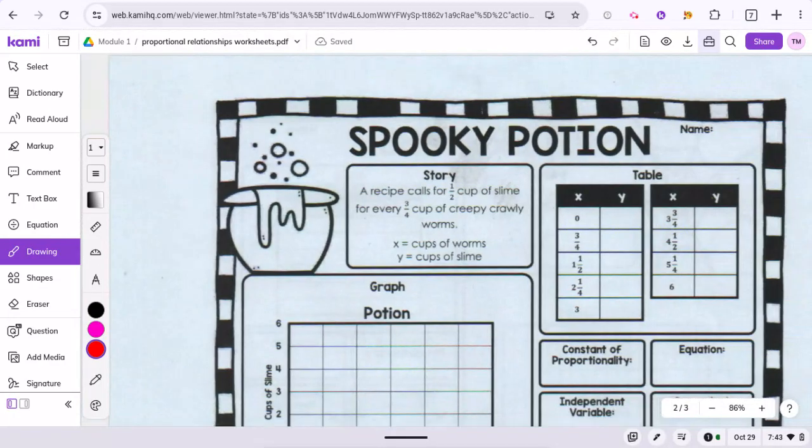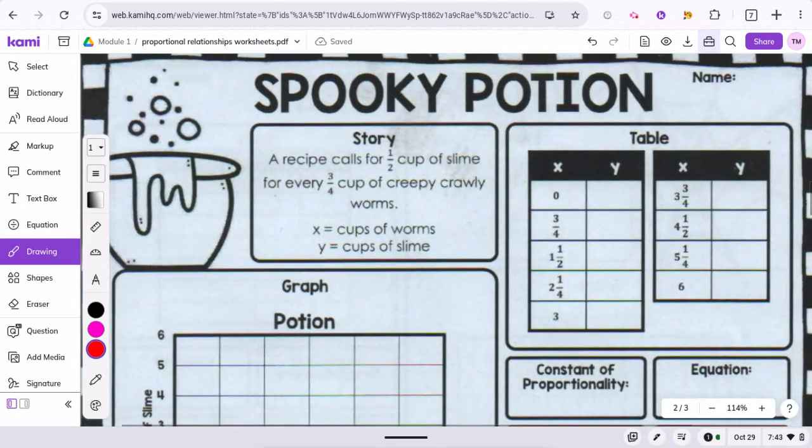Spooky potion is similar to the first one. You're getting a rate here. Of course, you'd have 0, 0. So this rate is 3/4, and it would give you 1/2 of the slime. So over here, 3/4, 1/2. So each time this is increasing by 3/4. 3/4 plus 3/4 is going to be 1.5. 1.5 plus another 3/4 will be 2.25. Then you'd get 3, and it continues over to the other table over here.